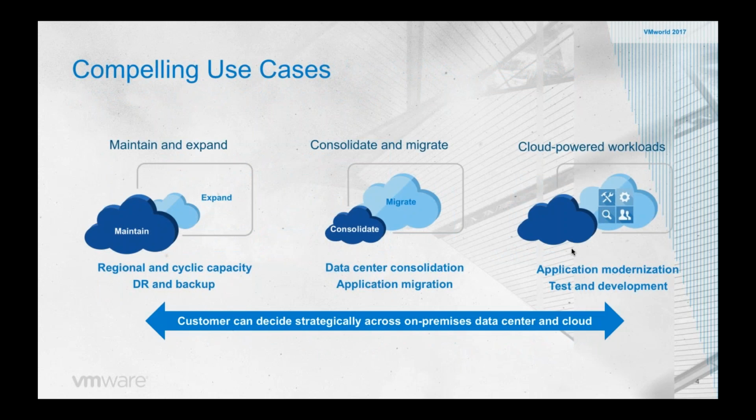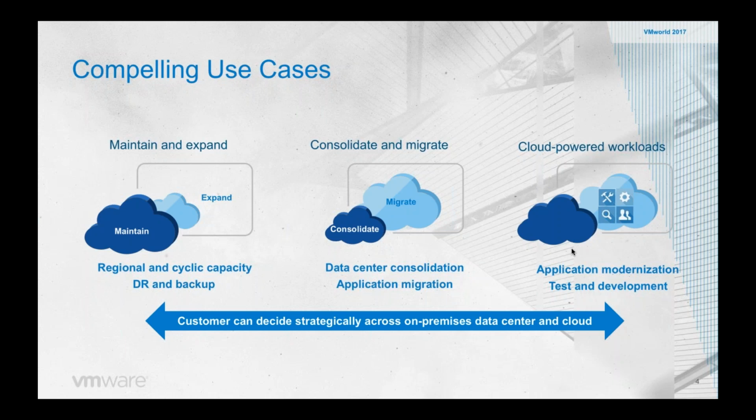Here we will see several key use cases for our customers. The first one is maintain and expand. For example, if you are a US-based company and you want to expand to Europe or Asia, you don't want to manage or build a second data center there. You can just use VMware Cloud on AWS. Or if you want backup or disaster recovery but don't want to maintain a second data center, you can replicate your workloads to AWS S3 and bring them up in VMware Cloud on AWS when a disaster happens. So that's the use case for maintain and expand.